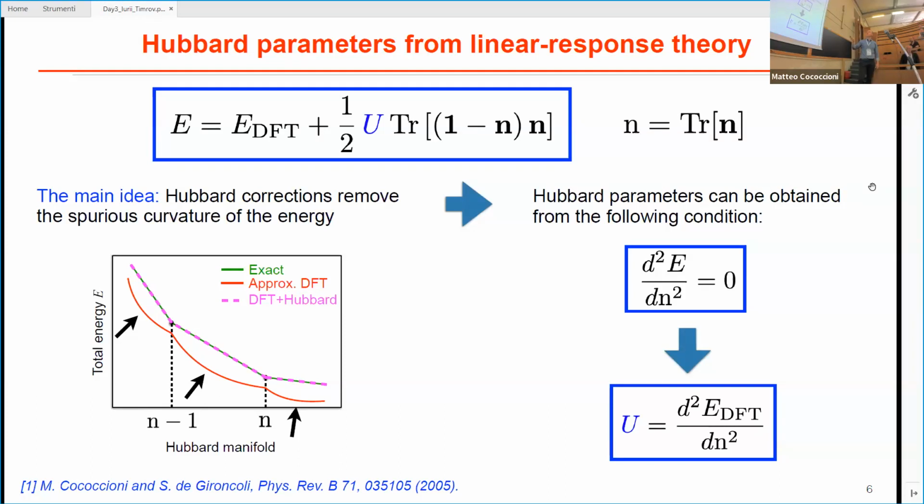So the second derivative will kill the first term, and from the minus n squared, you will have just minus, and the factor of 2 will cancel with this. You have just minus U, and here you have the second derivative of the DFT energy. So you have this definition, a very simple definition.